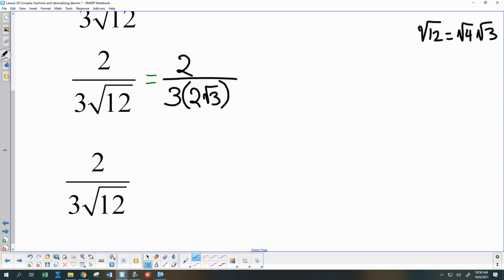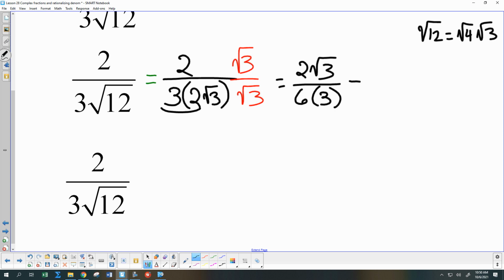And then what would we do to get rid of that root 3 that's in the denominator, Della? By what? So multiply numerator and denominator there by root 3. And that's going to give us 2 root 3 over 3 times 2 is a 6 times a regular 3. So 2 over 18, but I could reduce that. 2 over 6 is a third, so I could say root 3 over 9. Does that way make sense to everybody?